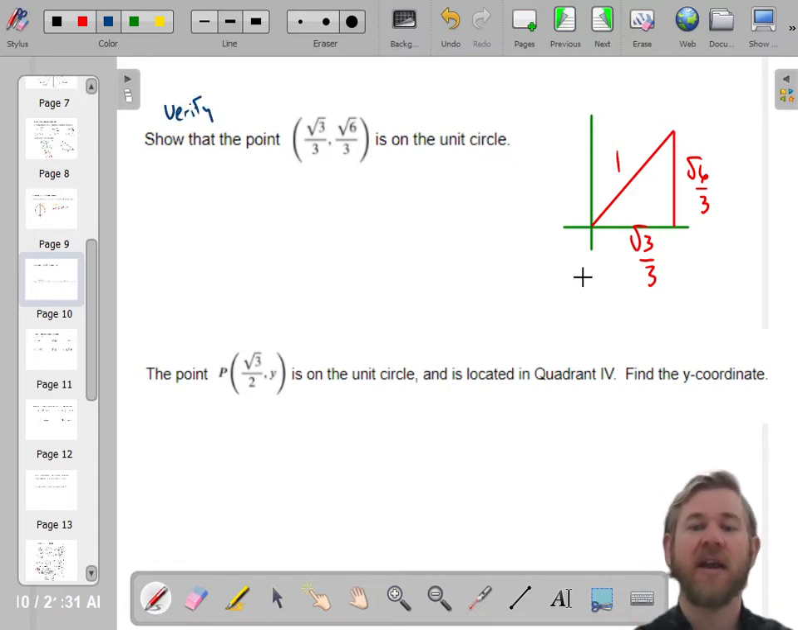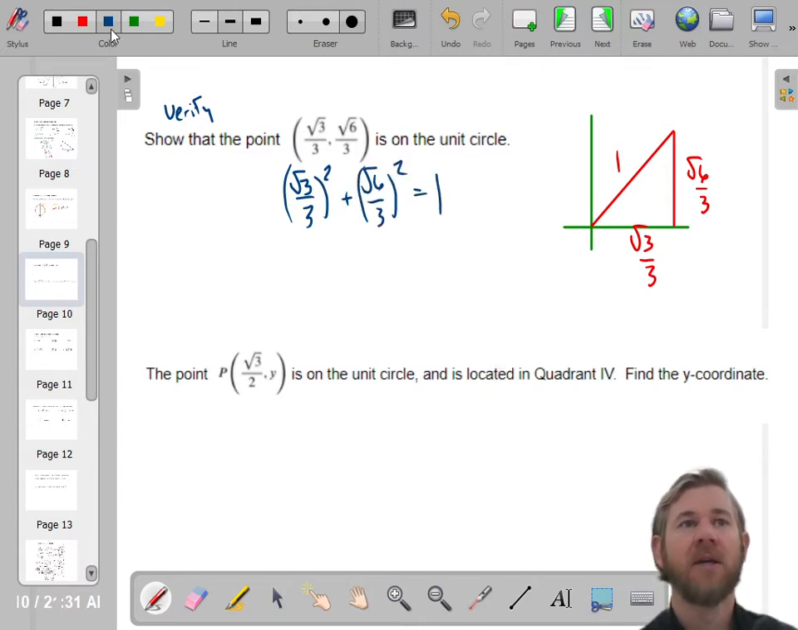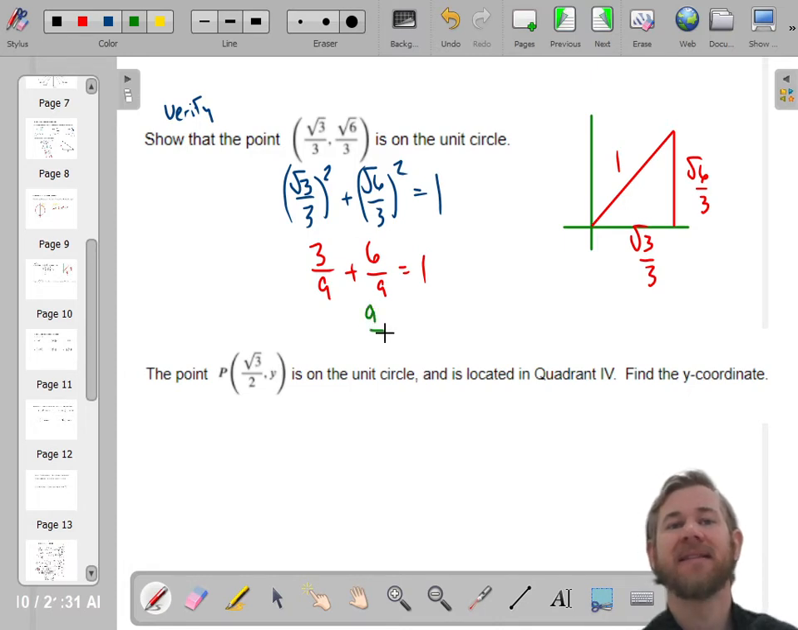This is an algebraic proof. You're trying to just show me that it's a true statement. So radical 3 over 3 squared plus radical 6 over 3 squared. Show me that that equals 1. So when you do that, you square the top. Radical 3 times radical 3 is 3. 3 squared is 9. Radical 6 squared is 6. 3 squared is still 9. And then if you look, 3/9 plus 6/9 is 9/9, which is 1. So this point is on the unit circle.